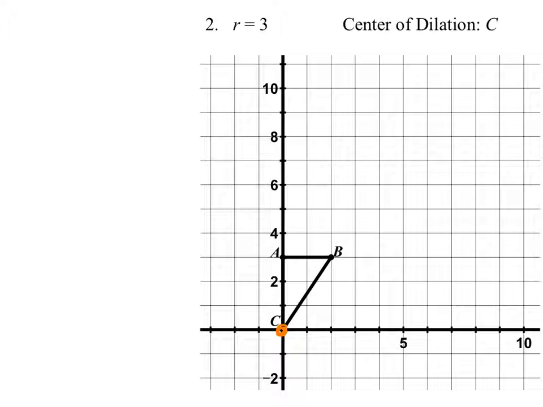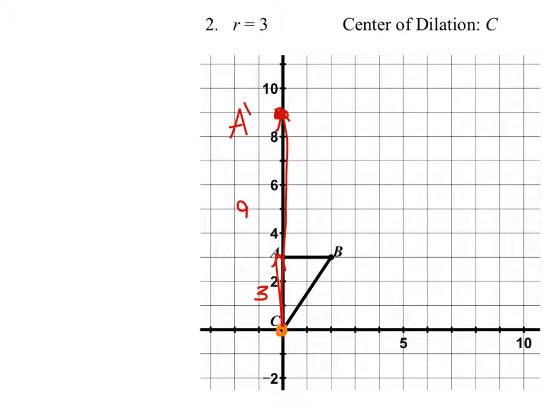And we can just do this with the vertices of each shape, or the corners, and then we'll connect them with lines. So for example A, which is 3 away, just straight up from the center of dilation. So to find A prime, we would go 9 away in the same direction. And that point right there is our image point for A.